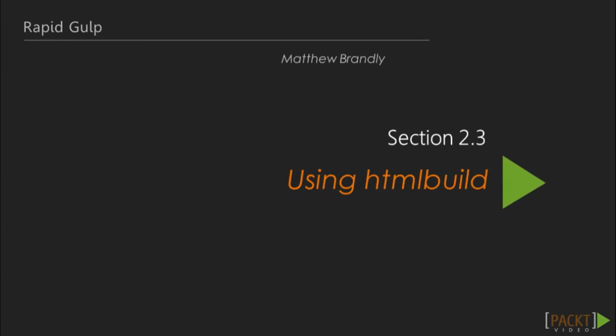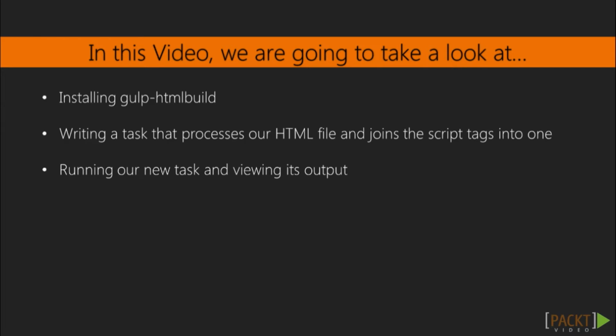In the last video, we output multiple versions of our assets from a single task. Now we're going to look at a plugin called Gulp HTML Build, which allows us to modify sections of our HTML files from a Gulp task.